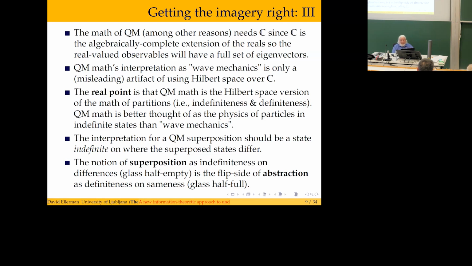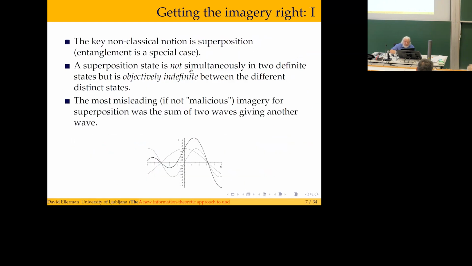Why do we need complex numbers? Well, certainly one reason is that they're the algebraically complete field, that's an extension of the reals. And so in order for all your observables to have a full set of eigenvectors, you need to have it over the complex numbers. And that's what the algebraic completeness gives you. But the wave mechanics is the misleading artifact of the fact that you're doing the math over Hilbert space over C. And I slipped in here 'misleading, if not malicious.'